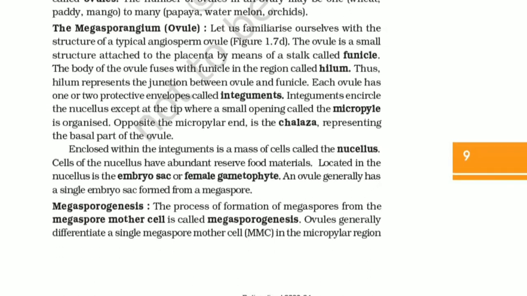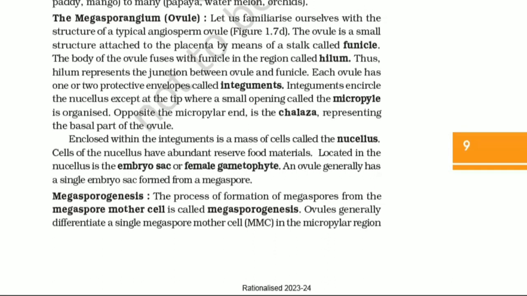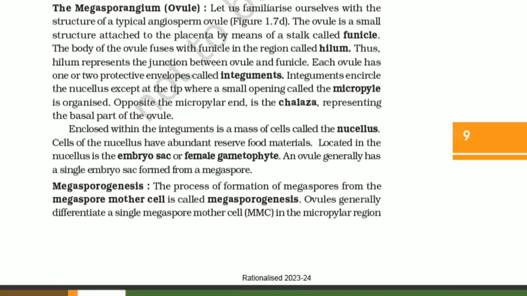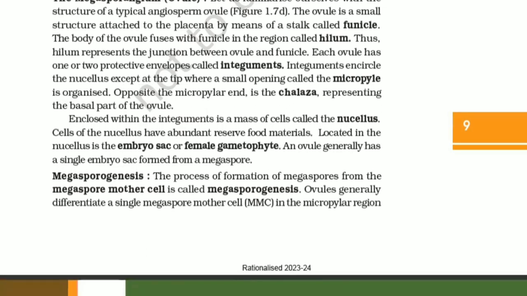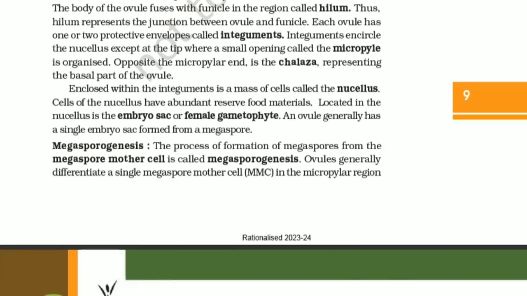Each ovule has one or two protective envelopes called integuments. Integuments encircle the nucellus except at the tip where a small opening called the micropyle is organized. Opposite the micropylar end is the chalaza representing the basal part of the ovule. Enclosed within the integuments is a mass of cells called the nucellus. Cells of the nucellus have abundant reserve food materials. Located in nucellus is the embryo sac or female gametophyte. An ovule generally has a single embryo sac formed from a megaspore.